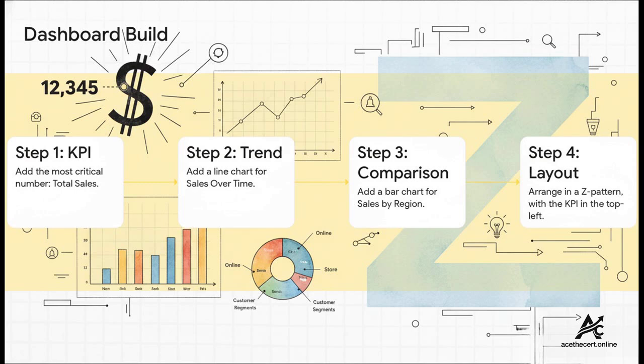Now, the layout here is so important. We're arranging this in what's called a Z pattern, because that's how our eyes naturally scan a screen. That means your single most important piece of information has to go in that top left corner. It's the first thing anyone will see.